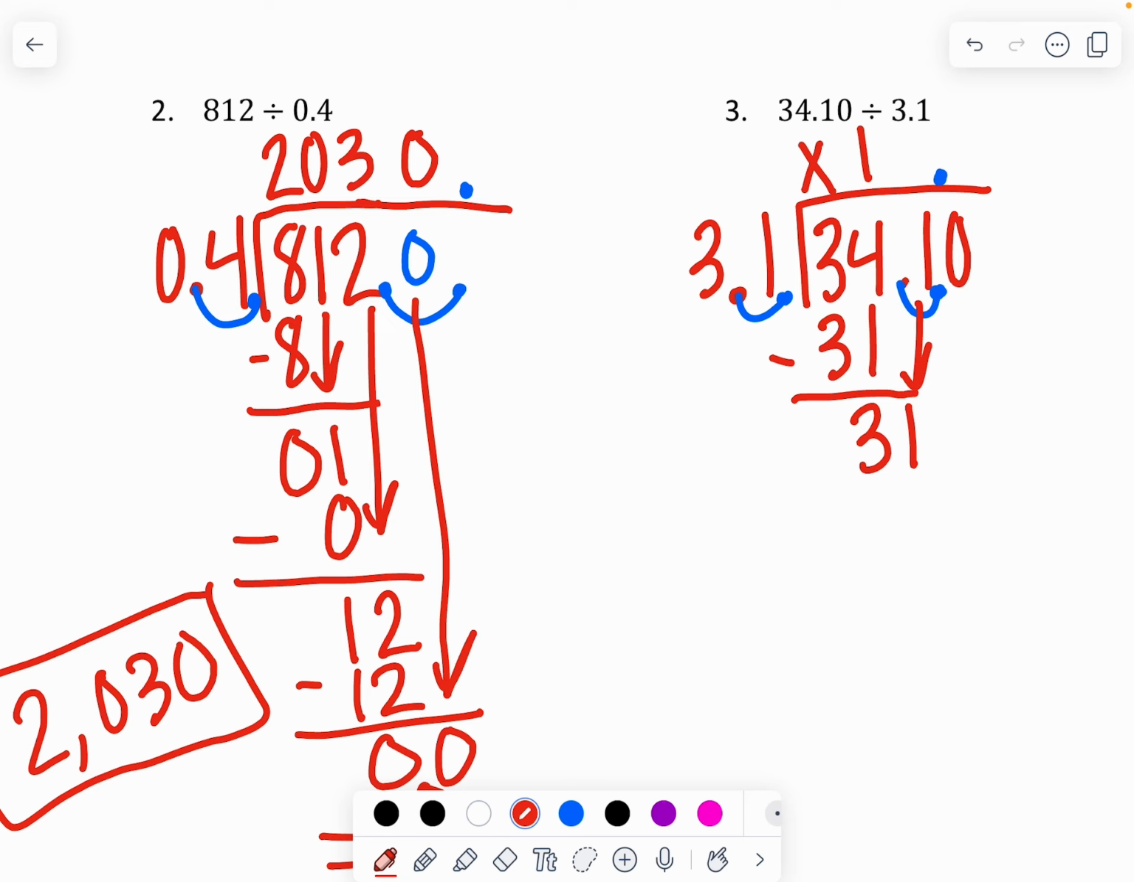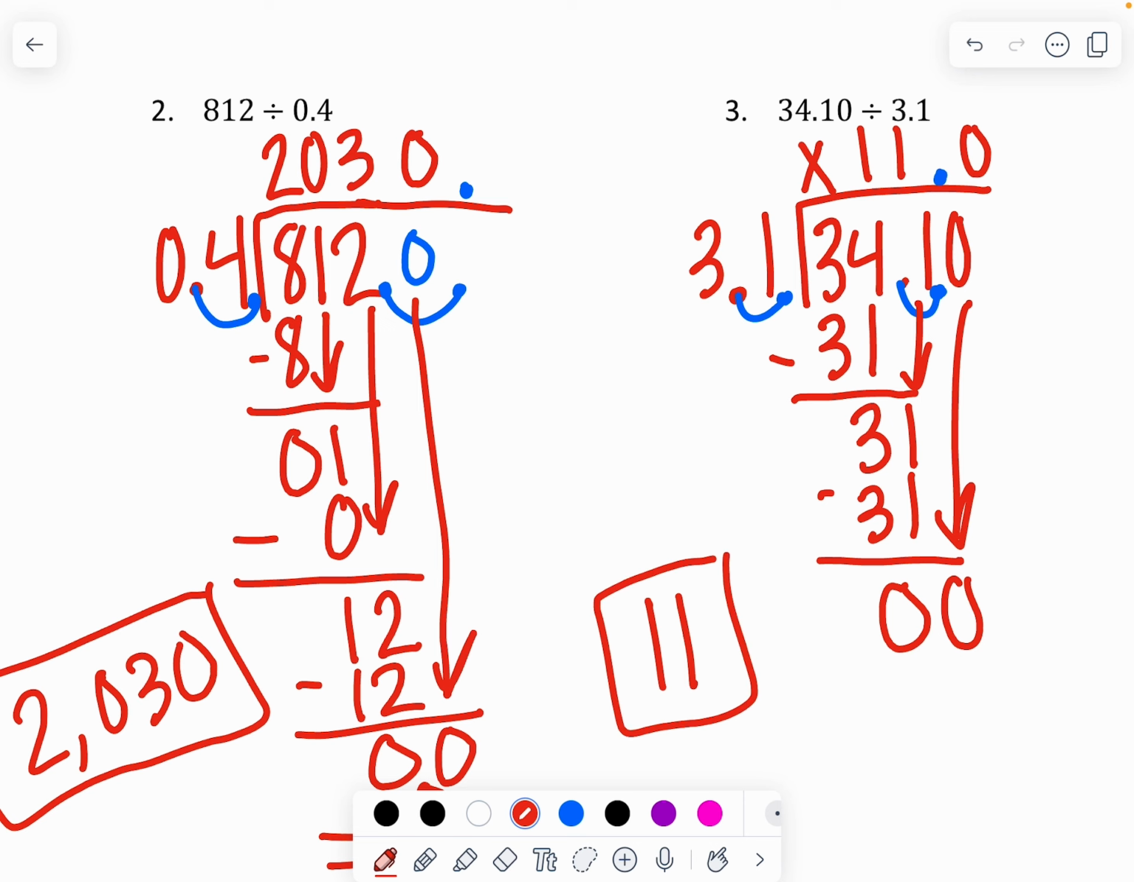31 goes into 31 one time. And 1 times 31 is 31. 31 minus 31 is 0. Bring down my 0. And it goes in 0 times. So we have 11.0 or just 11. Either one would be correct.